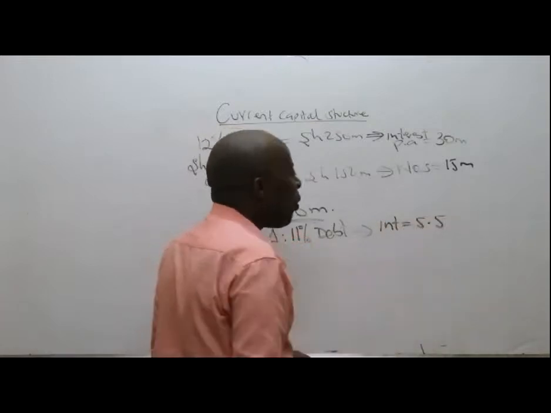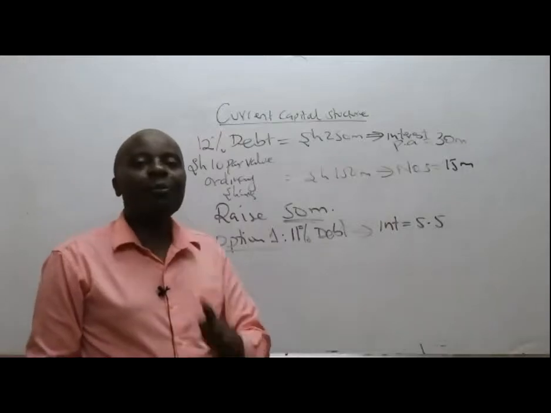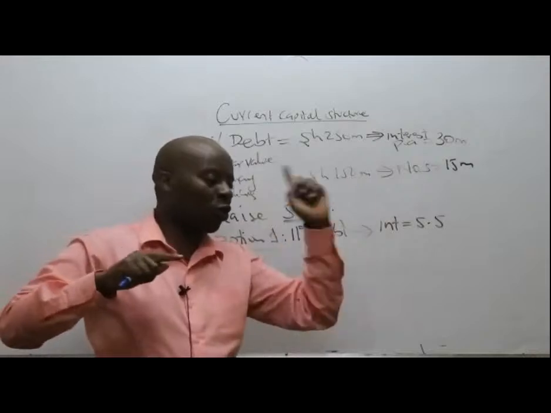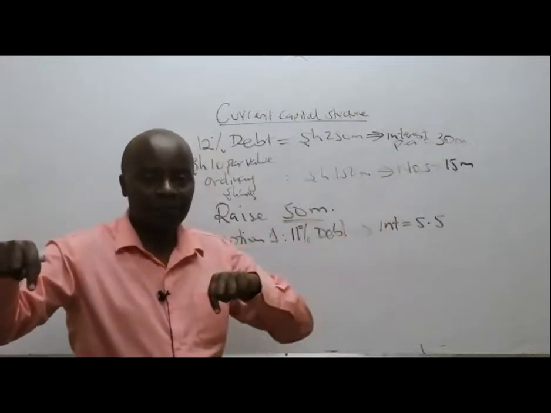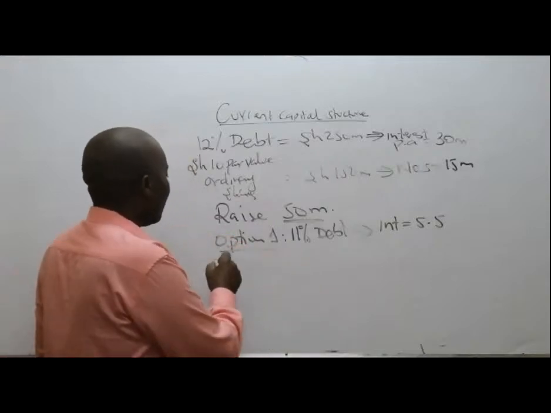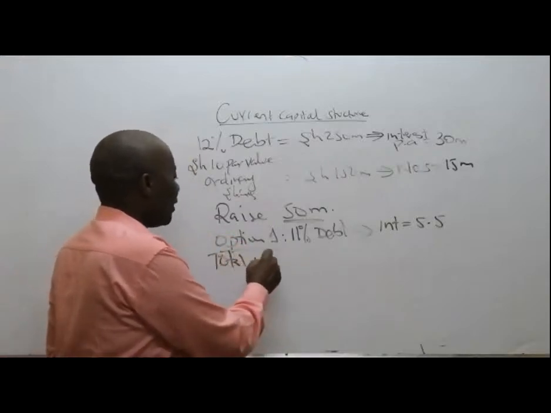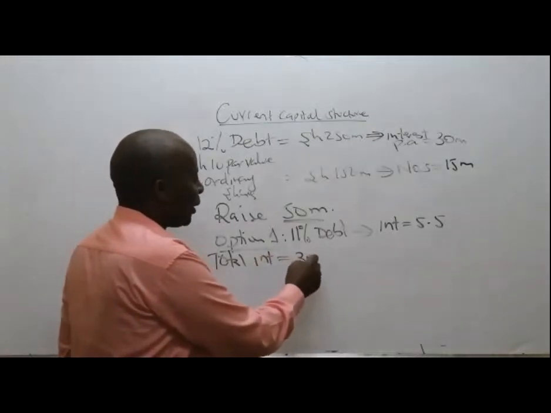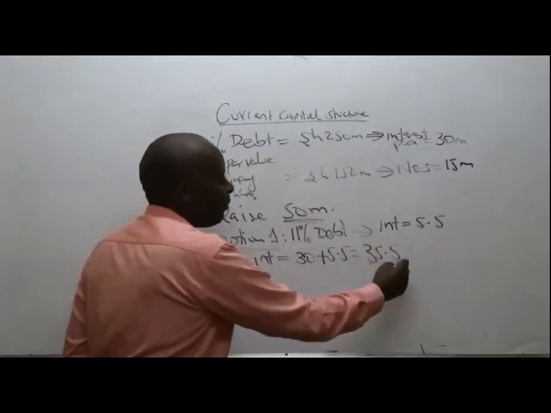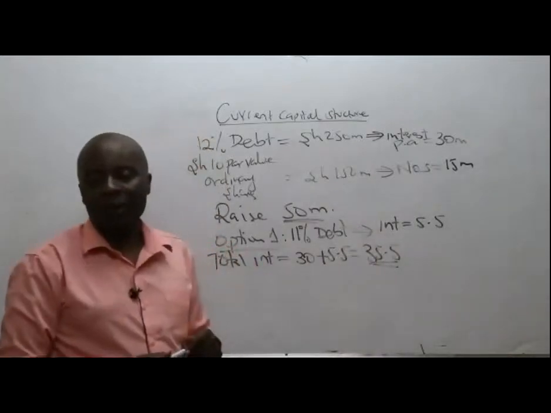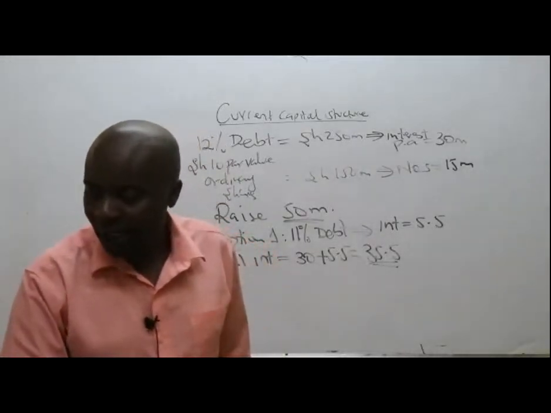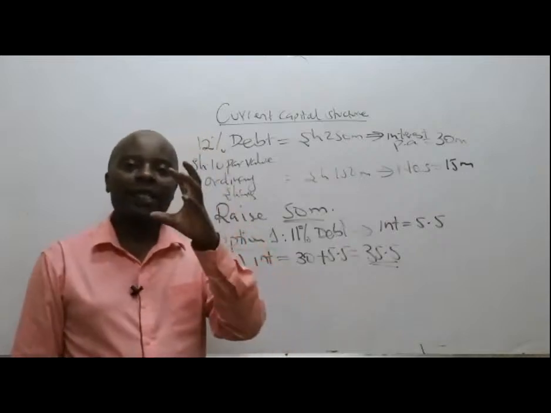So moving forward, these people will be paying how much in terms of total interest, old interest plus new interest? The total interest for the firm will be 30 plus 5.5, which gives us 35.5 million.